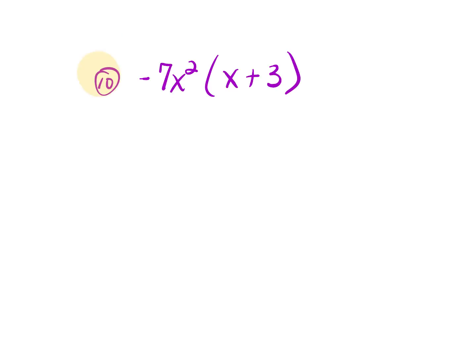What should we do for number 10? Distribute. So what's negative 7x squared times x? Negative 7x to the third power. Awesome. What's negative 7x squared times 3? Negative 21x to the second power. Is this in standard form? Yes. So this would be our answer.